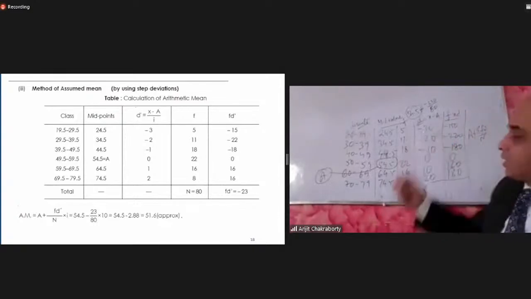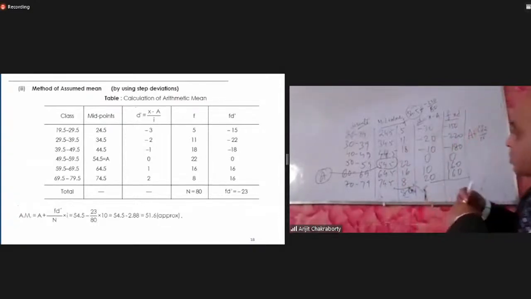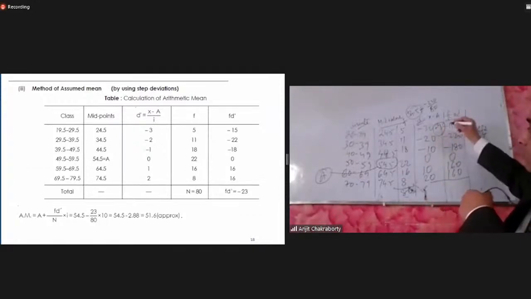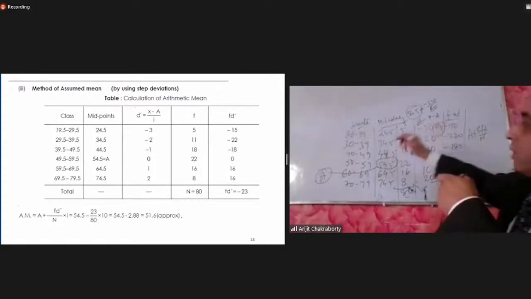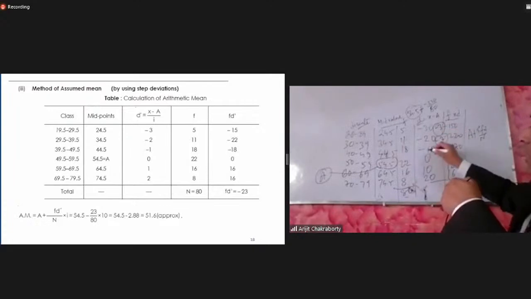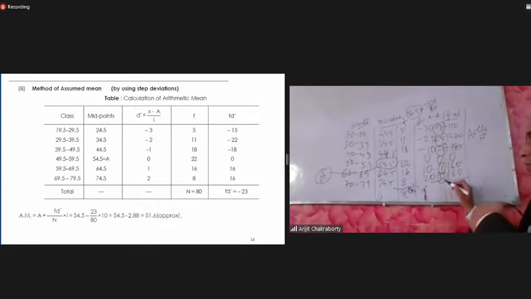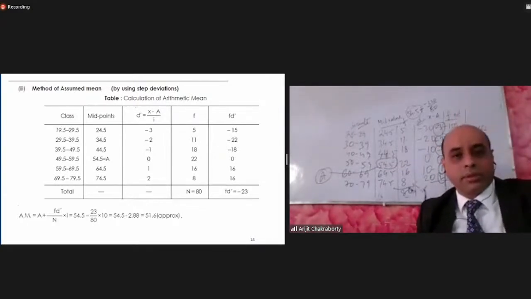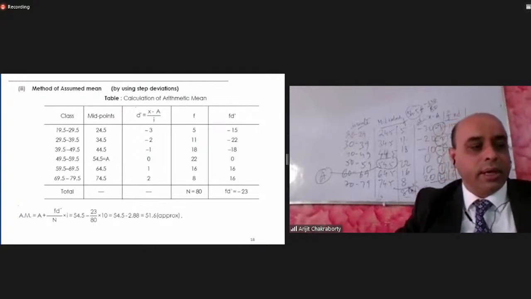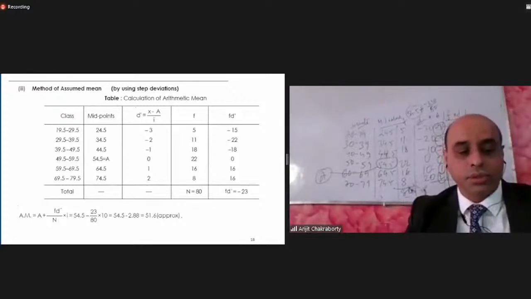So instead of minus 30, the new deviation, the new d dash, will be minus 30 by 10, that is minus 3. I'm writing it within a circle. Then the next one, minus 20 by 10, is minus 2. Minus 10 by 10 will be minus 1. 0 will remain as it is. This 10 will become 1 and this 20 will become 2. If you use the step deviation method. Otherwise, you can do the simple working process which we have shown.